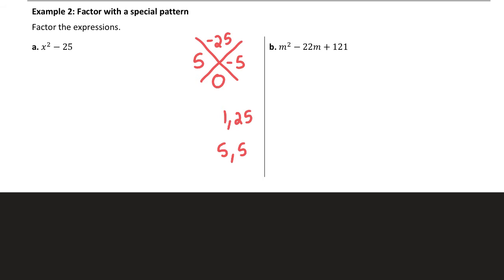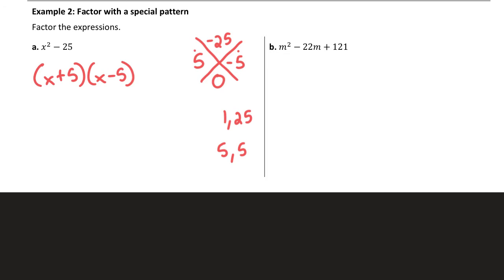So the way I'd write this in factored form is x plus 5 times x minus 5. Now, if I wrote x minus 5 times x plus 5, that's the same thing. The order does not matter in multiplication, but it's important that I know this first 5 stands for plus 5, this one stands for minus 5. So the special pattern there is that we had 25. 25 is a perfect square, so we know these two numbers would be the same.